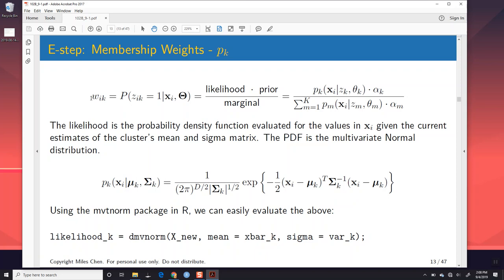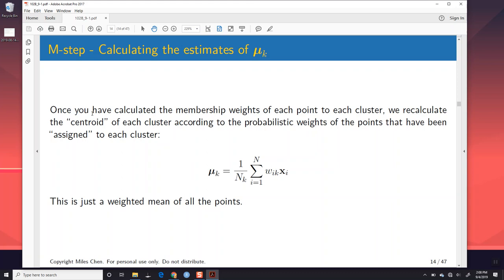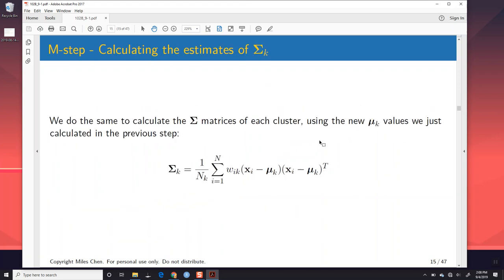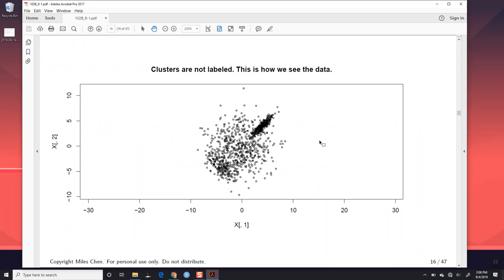Once we get the new weights, we iterate again. We recalculate the mean, we recalculate the variance, and we do our probability assignments again. So we just iterate between doing the probability assignments and recalculating the mean and variance.